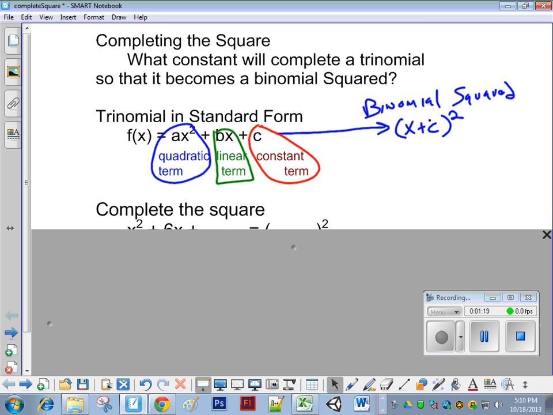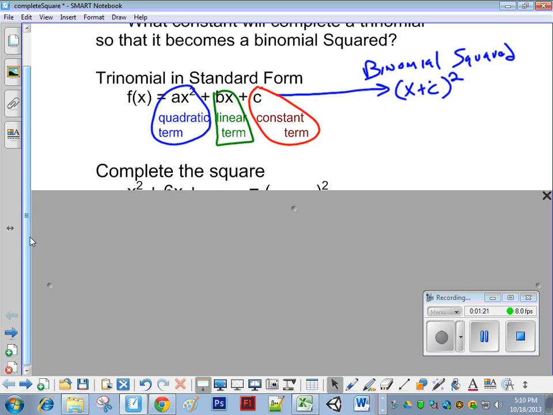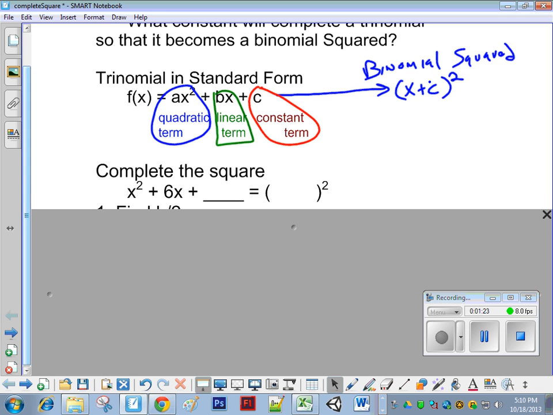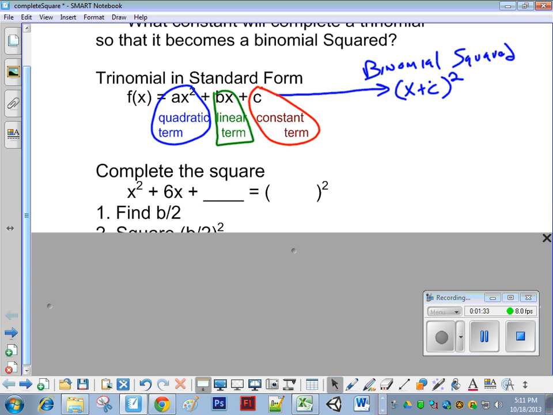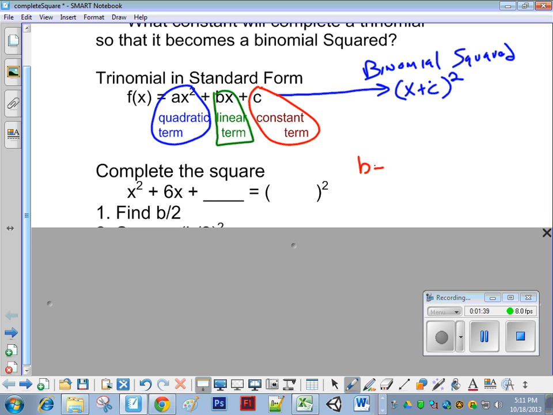Now, to complete the square, the first process is how to go from having two terms, the x squared plus bx, and find the third term to make that a binomial squared. So the first step you're going to do is to find b over 2. In this case, my b equals 6, so I'm going to do 6 divided by 2, and that answer is 3. So that's your first step.